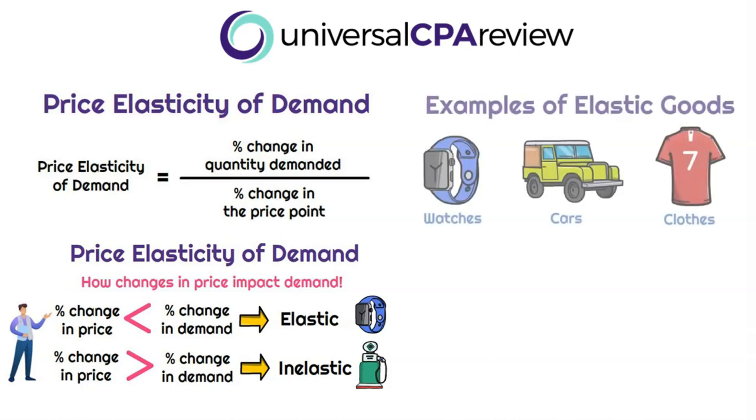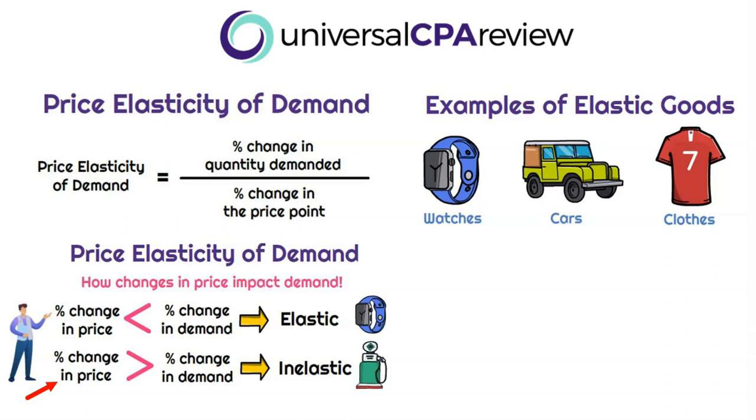So what is an example of an elastic good? Well, that's going to be watches or cars or clothes. And it basically means that if the price is changed, you're going to see a bigger change in the demand, right? So if the price goes up 5%, well, that's going to decrease the demand by more than 5%, say 10% or 20%.